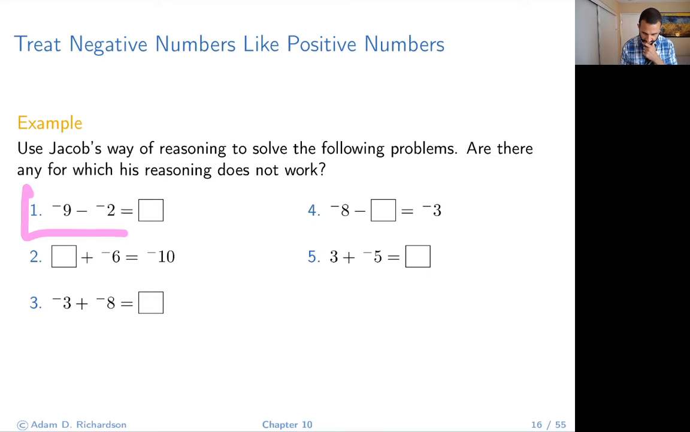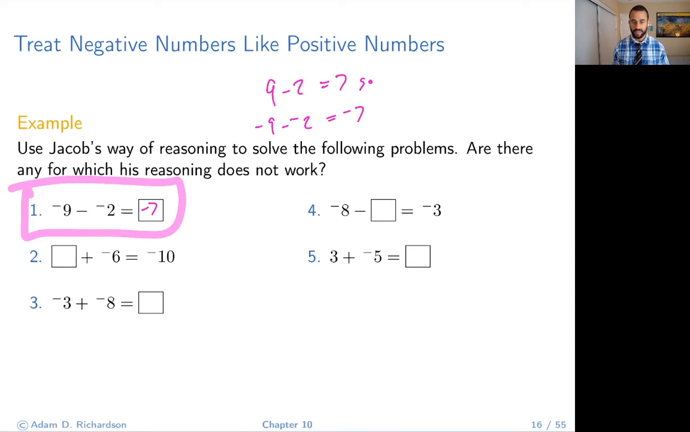So let's see. For number one here, what he would do is say, I can just treat them like positives. So really we're doing 9 minus 2, and this would be his scratch work, right? His scratch work would be 9 minus 2 equals 7. So negative 9 minus negative 2 is negative 7. So that would be his answer. And is that correct? What do you think? Negative 9 minus negative 2.